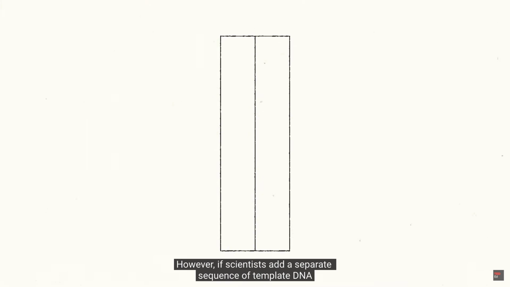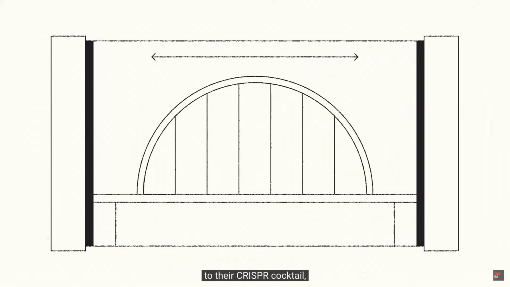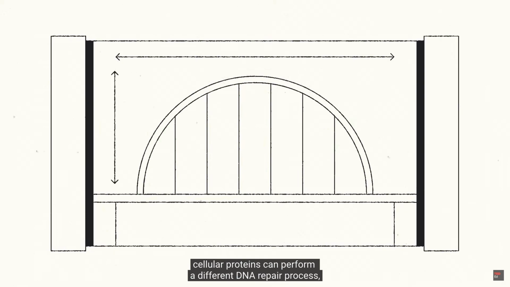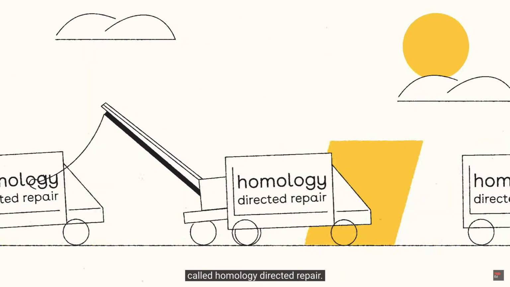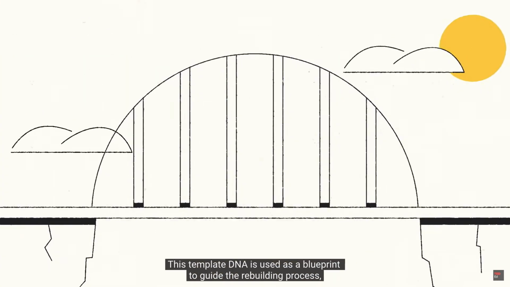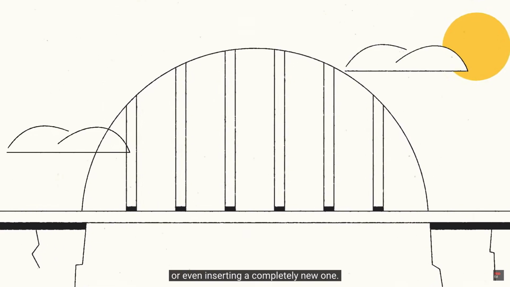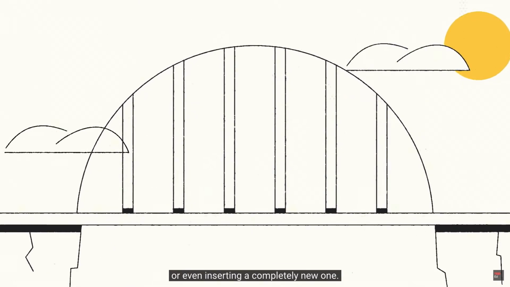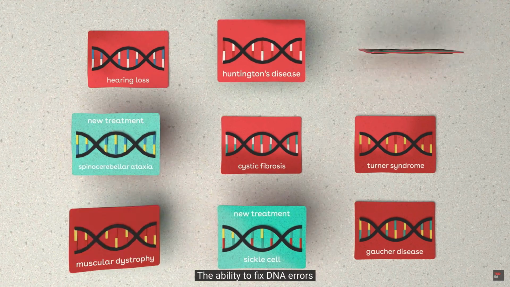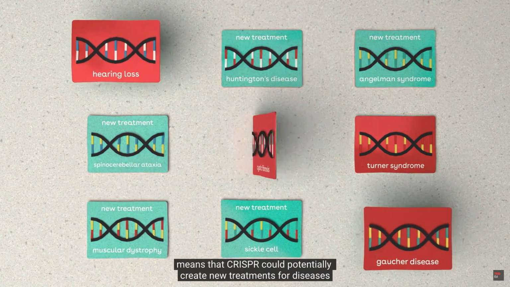However, if scientists add a separate sequence of template DNA to their CRISPR cocktail, cellular proteins can perform a different DNA repair process called homology-directed repair. This template DNA is used as a blueprint to guide the rebuilding process, repairing a defective gene, or even inserting a completely new one.